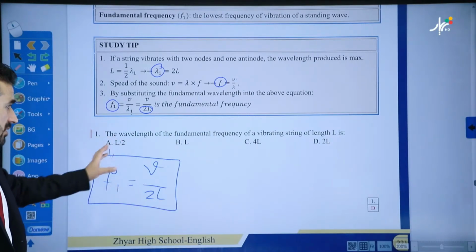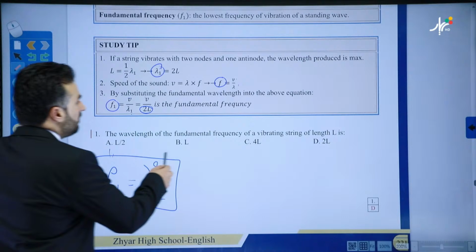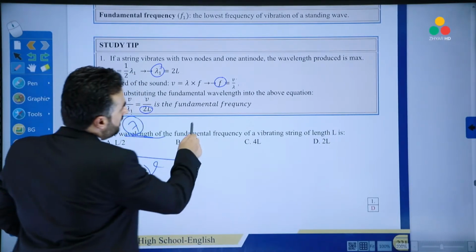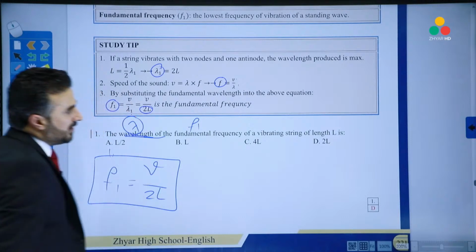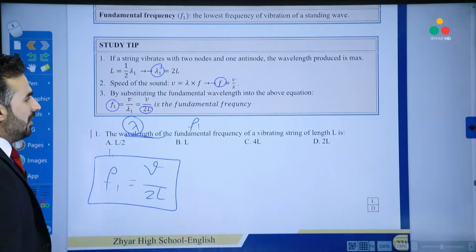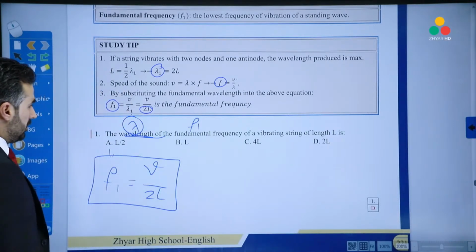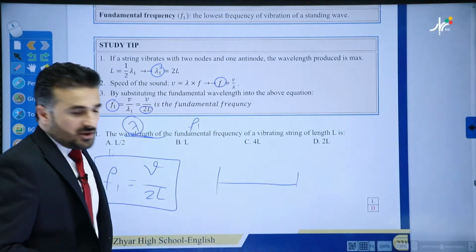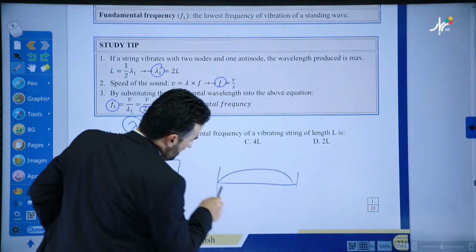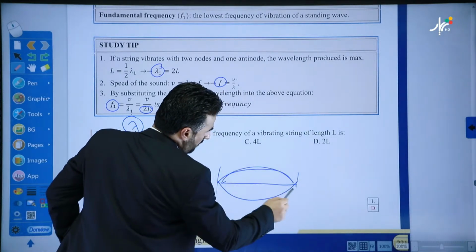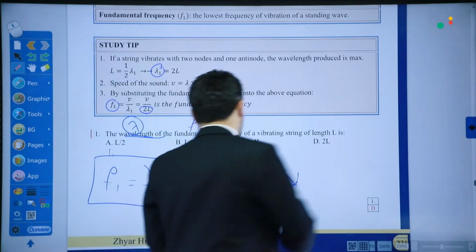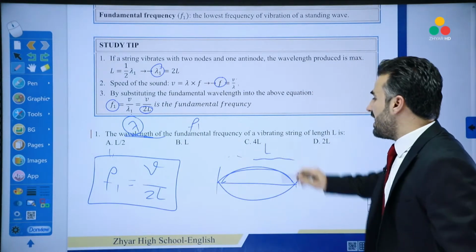Take a look at this question, which is also very important. It says, the wavelength of the fundamental frequency of a vibrating string of length L is equal to what? Remember this. Now, if you forgot about this, you can always redraw this. This is the fundamental frequency or vibration here, and the whole thing is basically L.